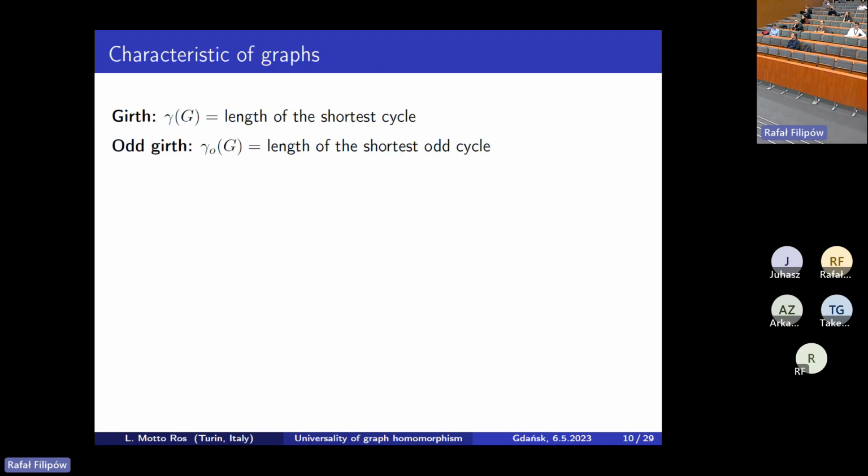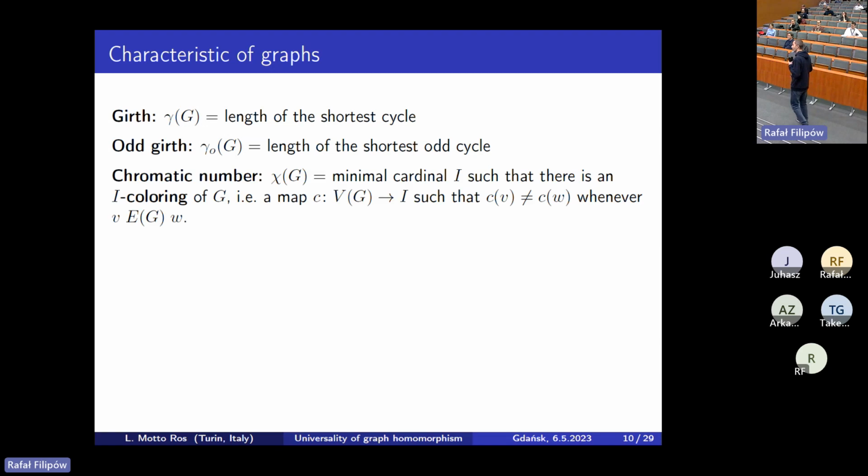Okay, sorry, two more things. One was mentioned yesterday in David's talks. This one was not mentioned. As I said, odd cycles play an important role, and there is a parameter attached to that, which is the odd girth of a graph, which is the shortest length of an odd cycle, if there is some odd cycle. And the girth instead is the shortest length of a cycle without restriction on the length.